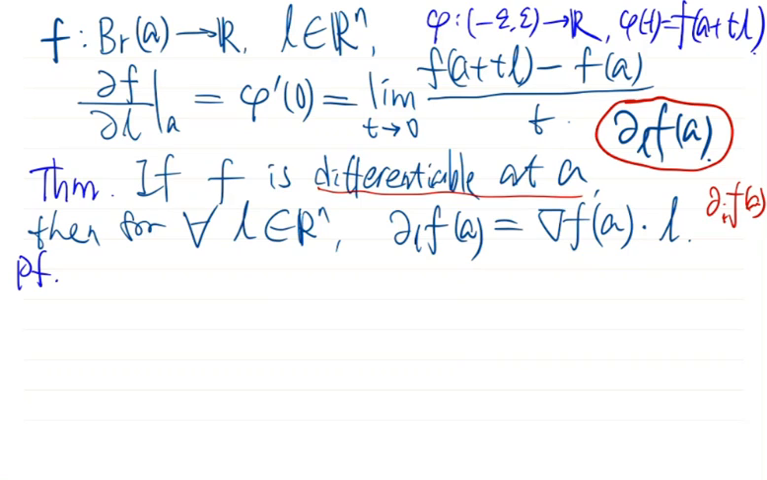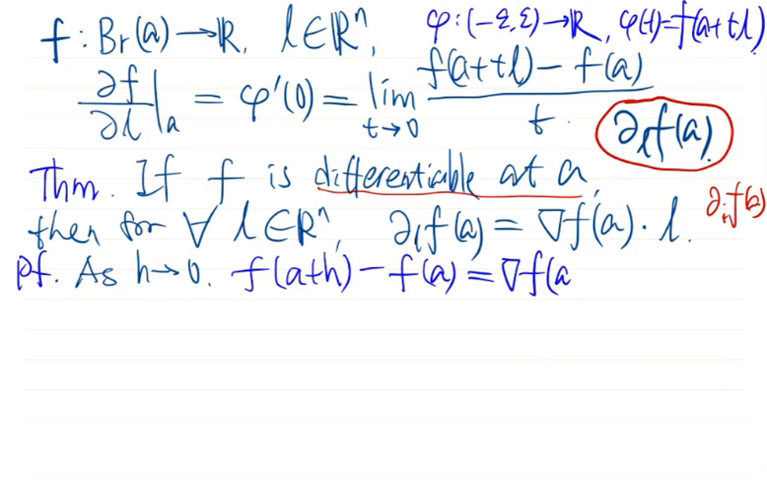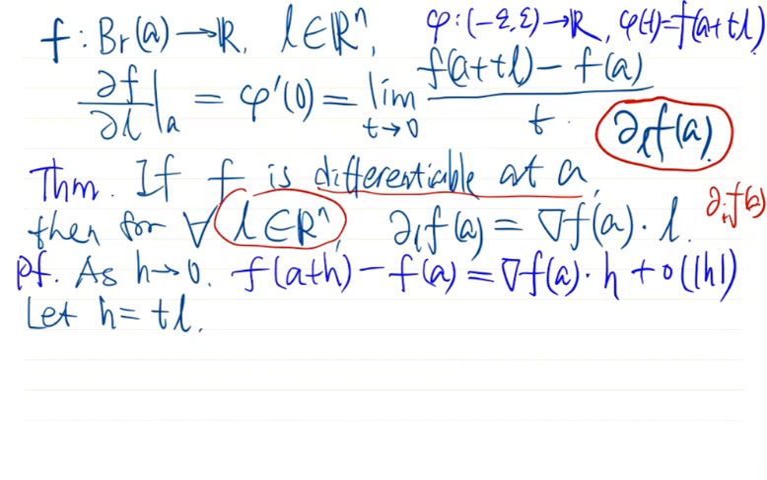Okay, proof. Because f is differentiable at a, as h goes to 0, f(a + h) minus f(a) will be the gradient of f at a taking inner product with h, plus a term of higher order small than the norm of h. Now in this equality we let h be tL, where L is the given direction in the theorem. Then as t goes to 0, h goes to 0. Obviously, L is a given vector unchanged. When t goes to 0, the norm of h is the absolute value of t multiplied by the norm of L. Of course, this goes to 0.